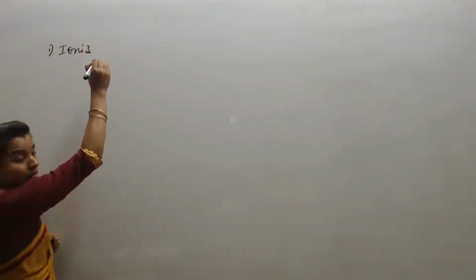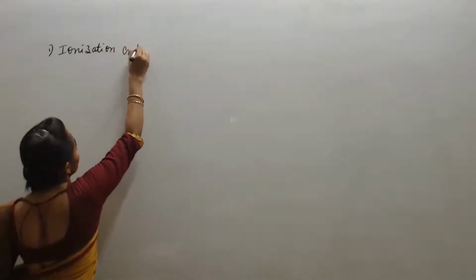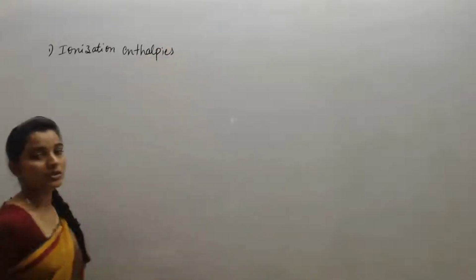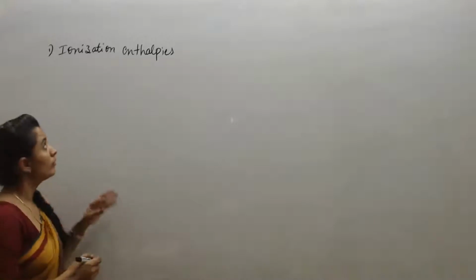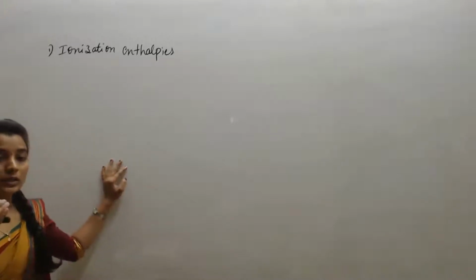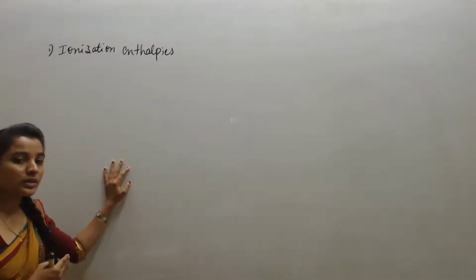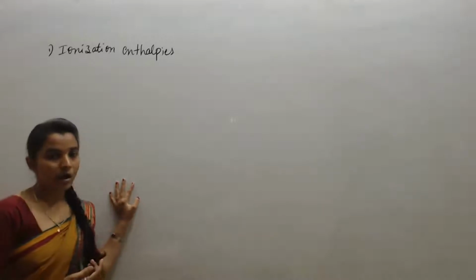So in today's class, I am going to discuss the next periodic property, that is ionization enthalpies. Students, in this part we are going to study the different series, 3D, 4D, 5D, 6D, and what happens to the ionization energy in those series, whether it follows the trend or not.